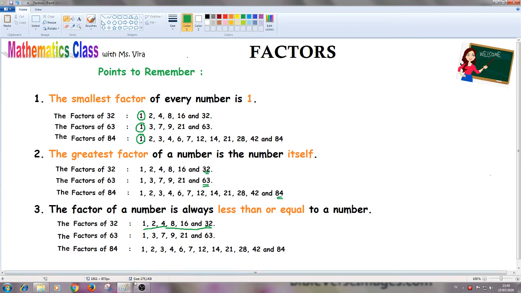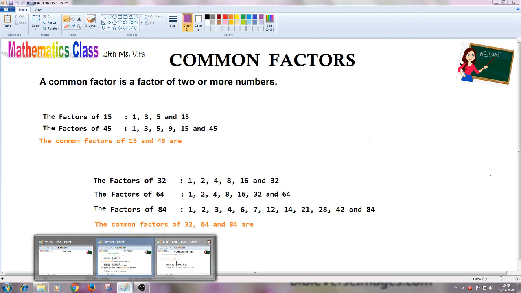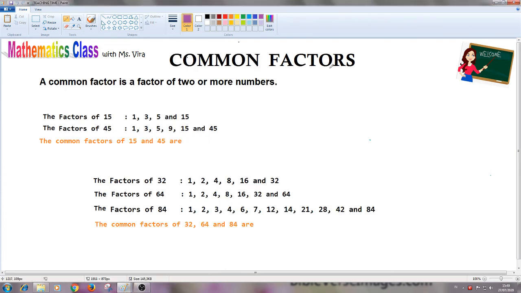Okay, so I'm going to explain to you also about common factors. Now, a common factor is a factor of 2 or more numbers. To find the common factors of numbers, we need to list the factors of those numbers first. So here we want to find the common factors of 15 and 45. Then we have to write the factors of 15 and the factors of 45 first.